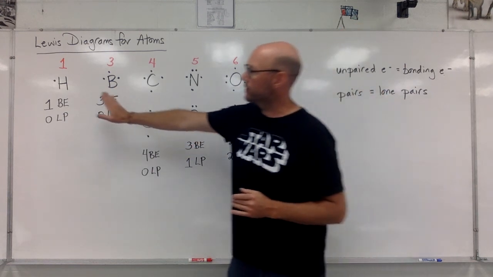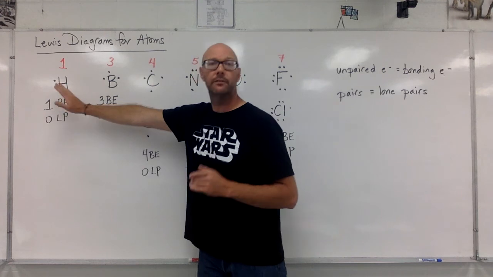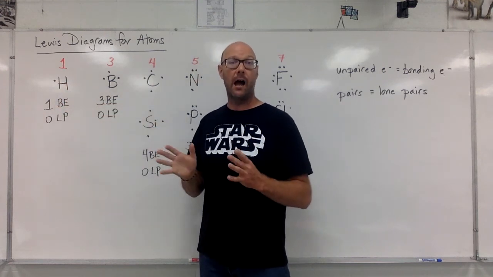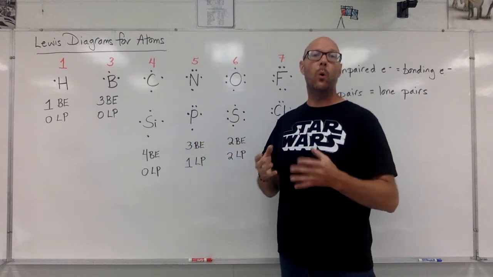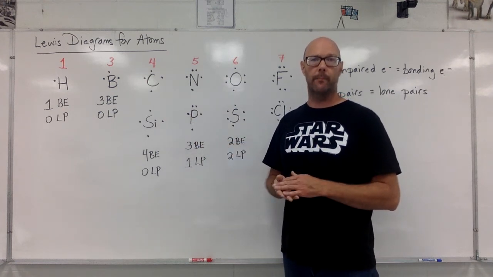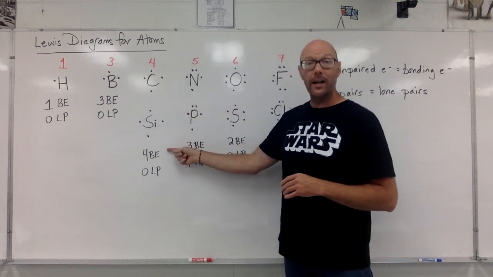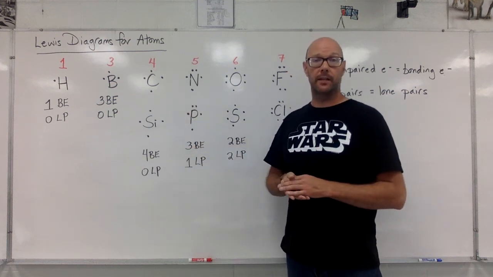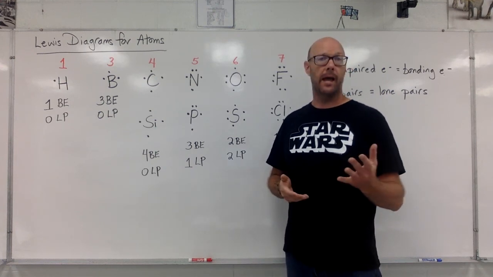In certain cases, there's going to be different ways we could show it. This dot is here on the left. It could have been on any of the sides. However, there are certain times, like with carbon and silicon, where there's only one way to show the diagram. As we move forward, the number of bonding electrons is going to be a significant thing, as is the number of lone pairs. And I hope that helps.